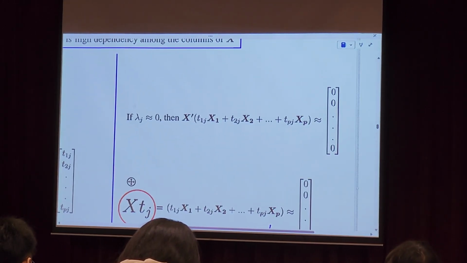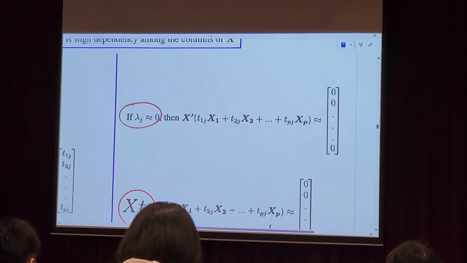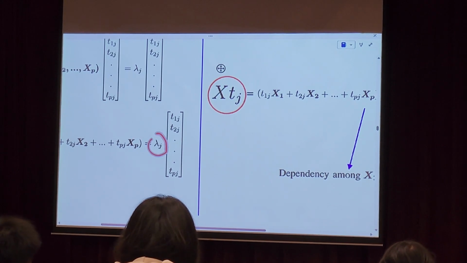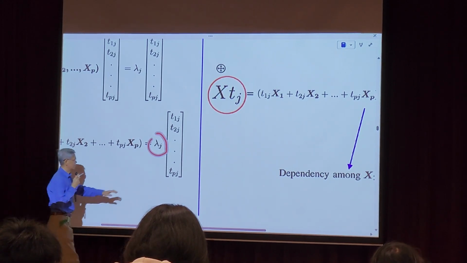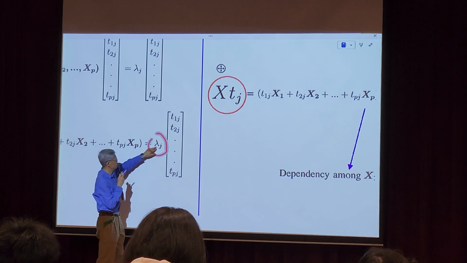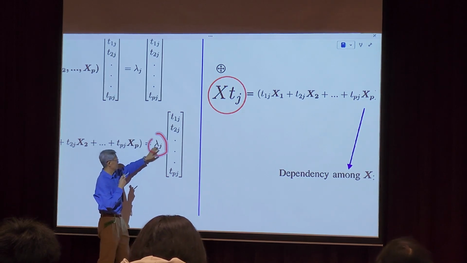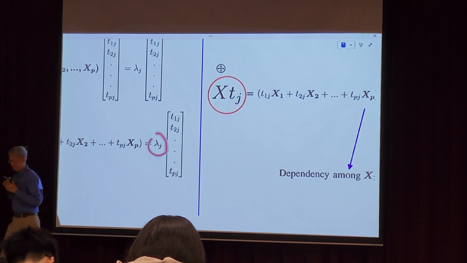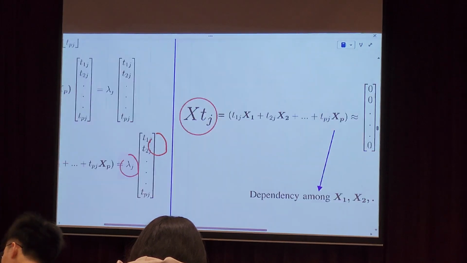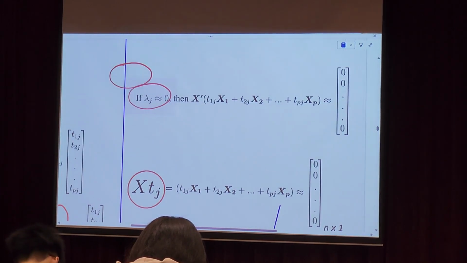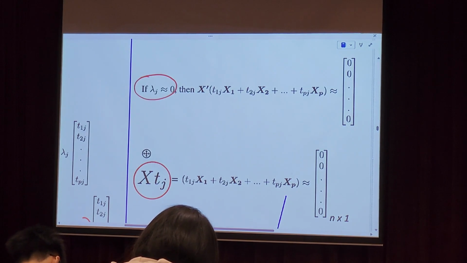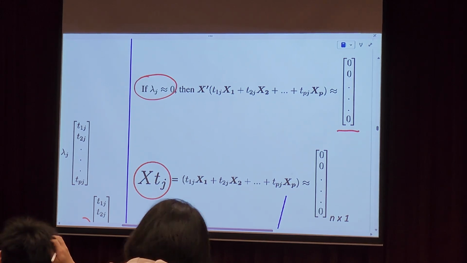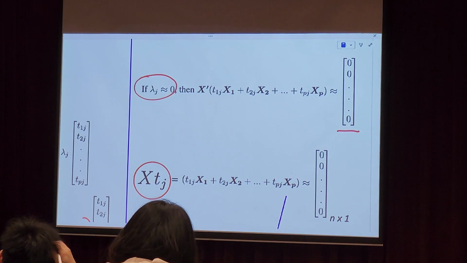If you have lambda j to be very small, then this lambda j multiplied by this vector, let's say it is 0.01. So you multiply by it, all these numbers will become very small. And so what you have is a zero vector, approximately a zero vector on the right hand side.